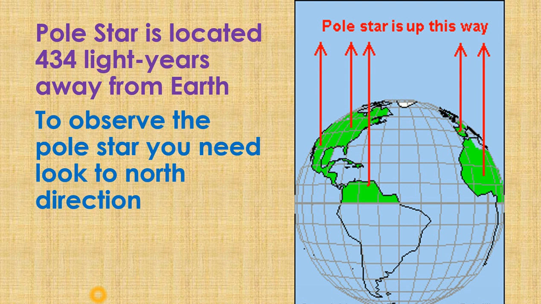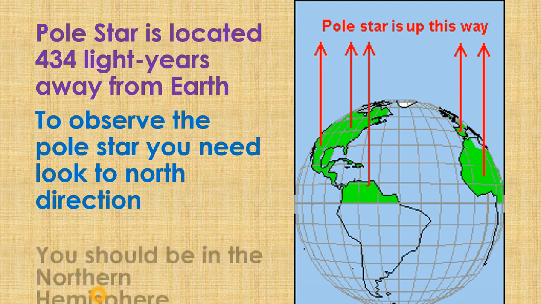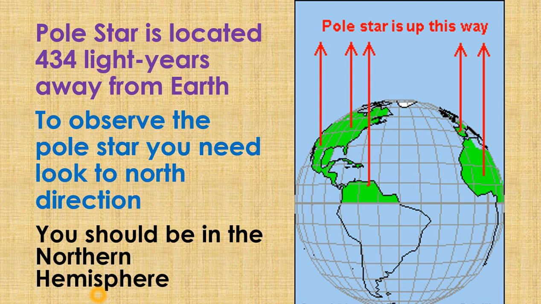And the most important thing which I told you is you should always be in the northern hemisphere, because you will not be able to see the star from the southern hemisphere, as the star is located directly above the north pole. Now, next thing is about the horizon line, or the horizon.